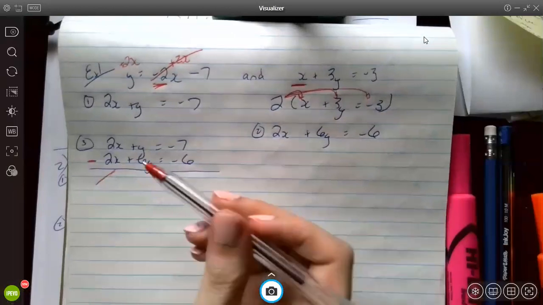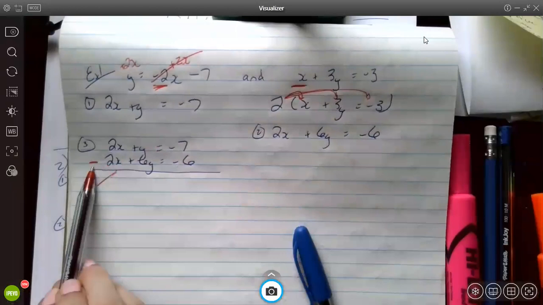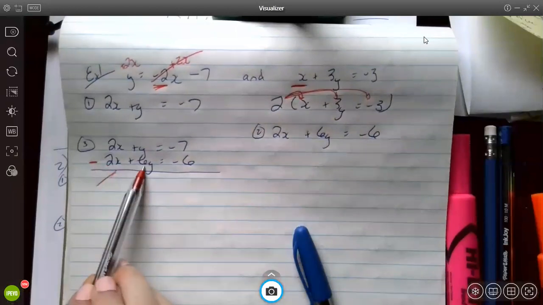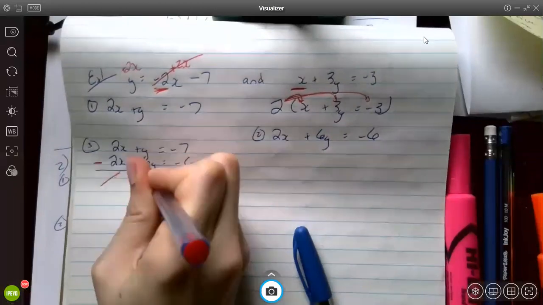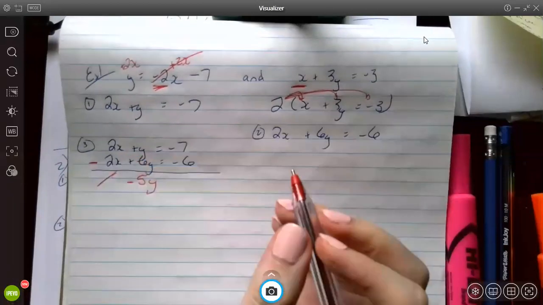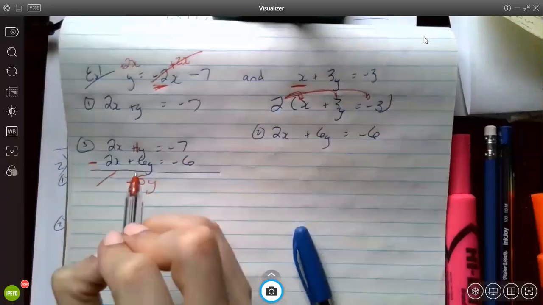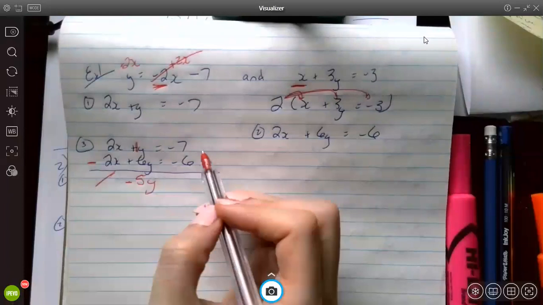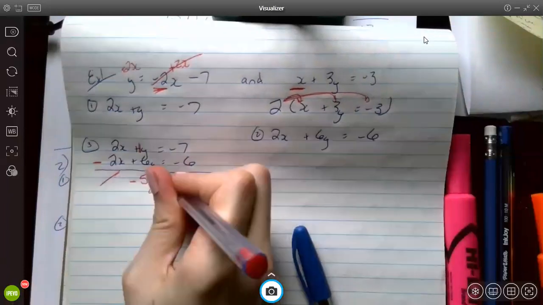Then I go over to my y's. So y minus 6y is going to be negative 5y, because remember there is a 1 in front of that y, so 1 minus 6 is what that really is saying. And then negative 7 minus negative 6 is negative 1.